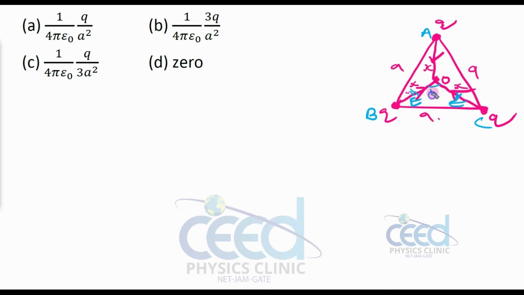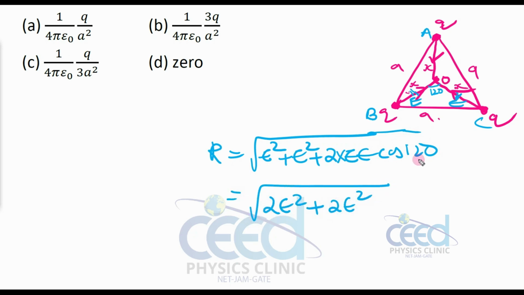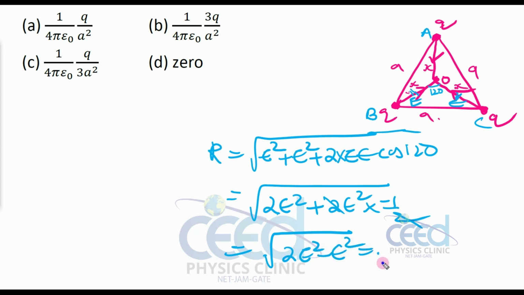Here the angle is 120. We already know the resultant is root of A square plus B square plus 2AB cos theta. Here that is root of E square plus E square plus 2EE cos 120. What is cos 120? That is minus 1 by 2. So that is root of 2E square minus E square, which is root of E square, that is equal to E. So the electric field due to each charge is E, and the resultant due to these two charges will be E.